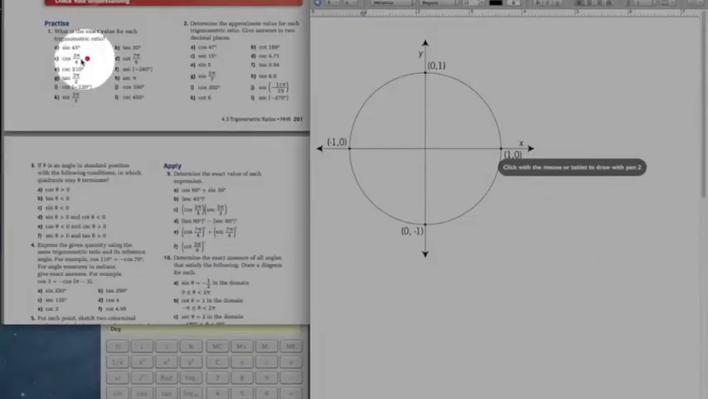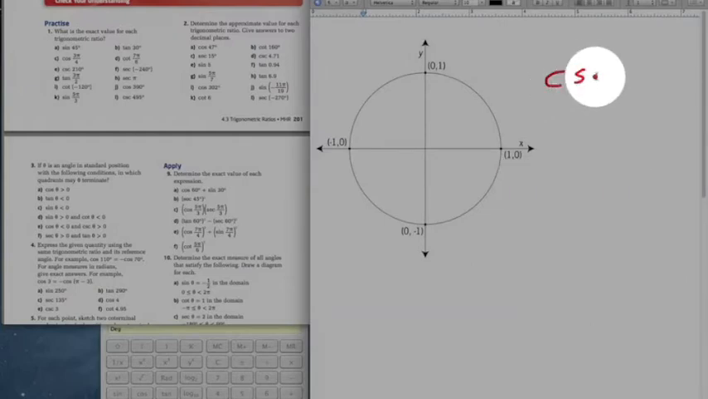This is Pre-Calculus 30, Chapter 4.3, and we're looking at the homework for this section. Particularly, we're looking here at practice question number 1. I'm going to do E as an example. So you can see here cosecant of 210 degrees, and it's asking us what's the exact value for each trigonometric ratio. So let's begin. It's asking us about cosecant of 210 degrees, and we want to try and figure this out.